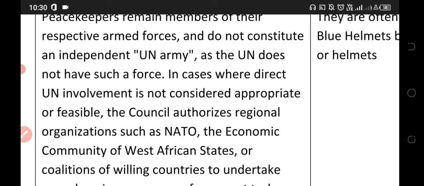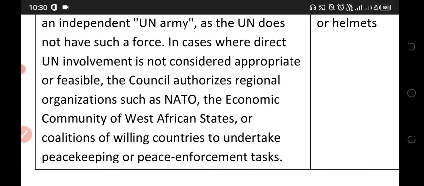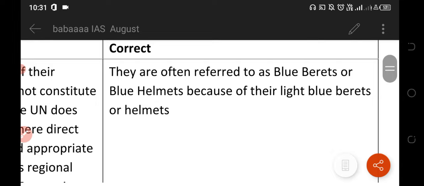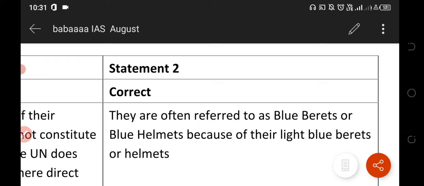They don't constitute an independent UN army, as the UN does not have such a force. In the case where direct UN involvement is not considered appropriate or feasible, the council authorizes a regional organization such as NATO, the Economic Community of West African States, or a coalition of willing countries to undertake the peacekeeping or peace enforcement task. They are often referred to as blue berets or blue helmets because of their light blue berets or helmets.